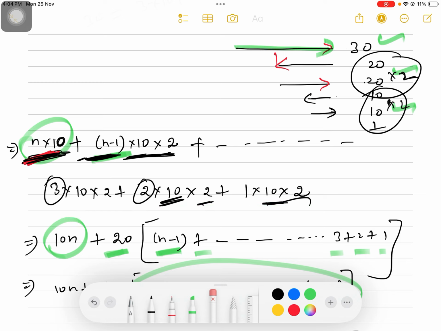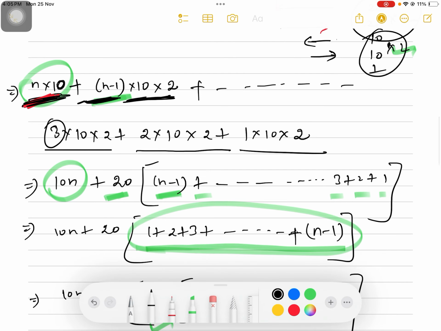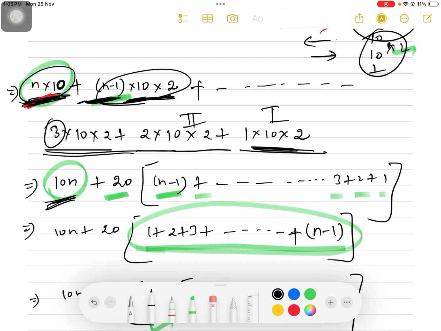So like this, 3 into 10 into 2, then 2 into 10 into 2, and 1 into 10 into 2. This is my series. This is the total distance covered in the LHS part. Okay, now 10n will be 10n only, and from this series, this is not required. I just took the last term, which is 10n, plus this is first term, this is second term, this is third term, keep on going. Okay, so this is my last term.